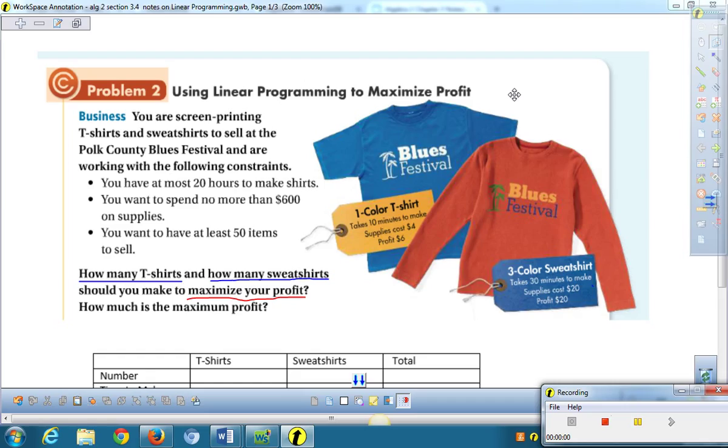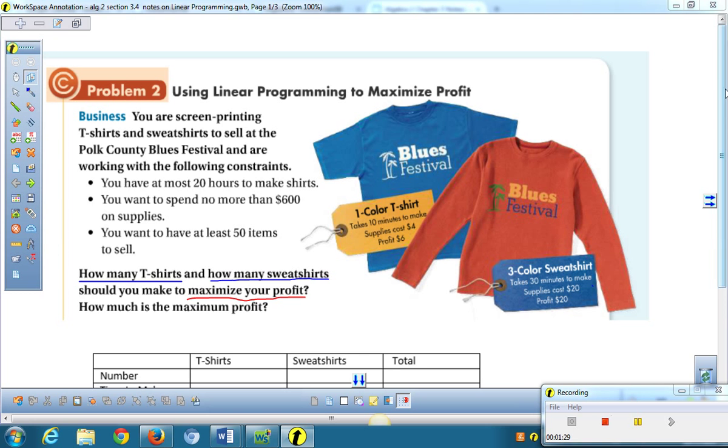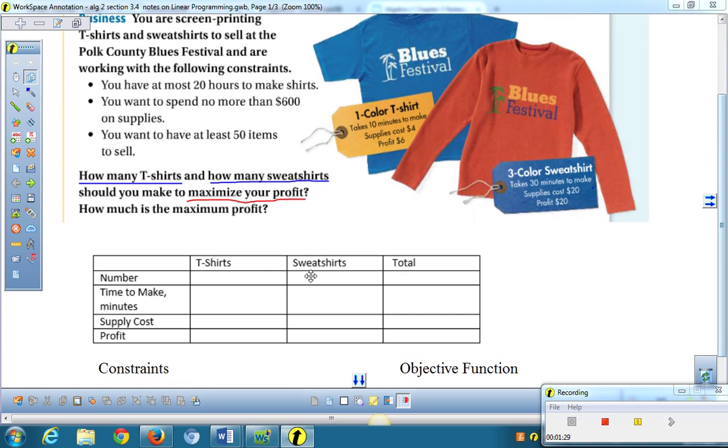All right. So for one color t-shirt, it takes 10 minutes to make, the supply costs $4, and the profit is $6. I have a table down below that you want to make for yourself just to organize the information. So we have t-shirts, sweatshirts, and the total. What we are being asked to do in this problem is how many t-shirts and how many sweatshirts should we make to maximize your profit.